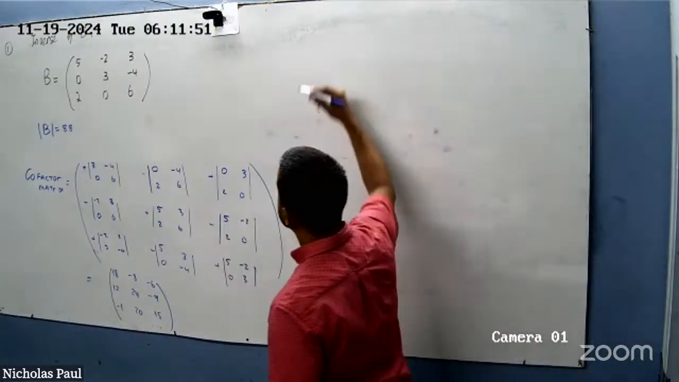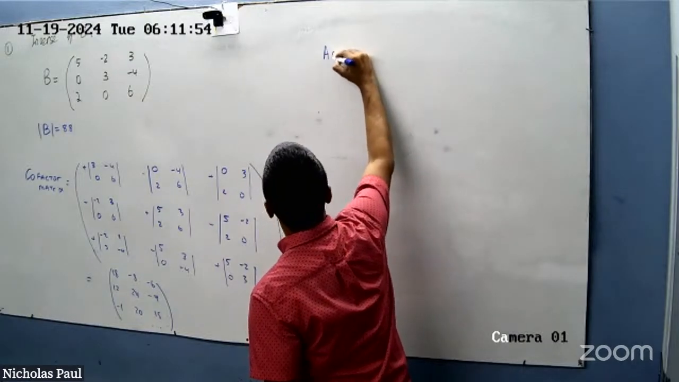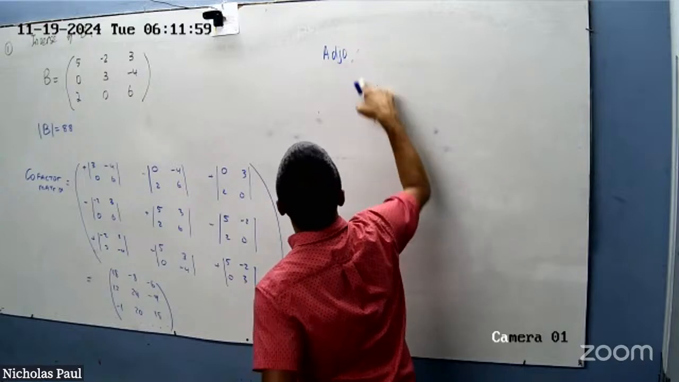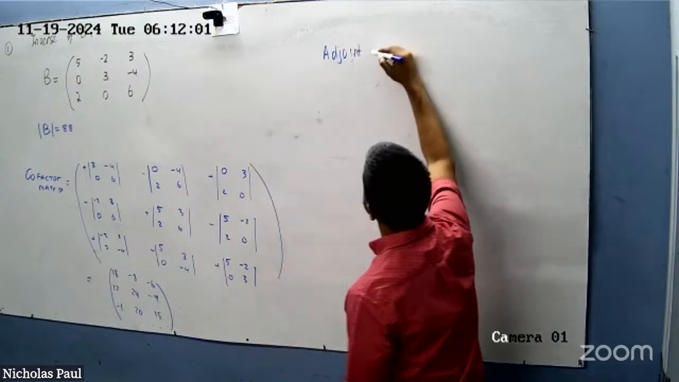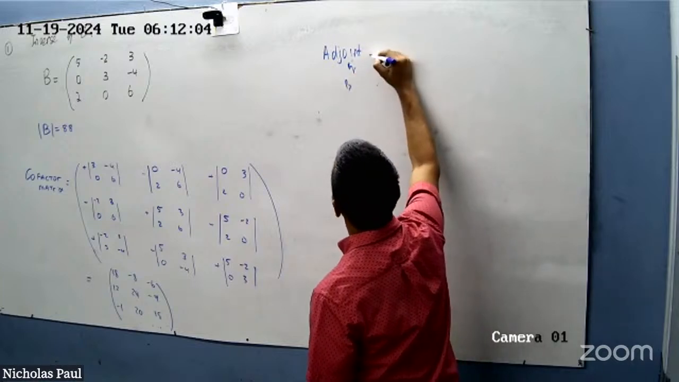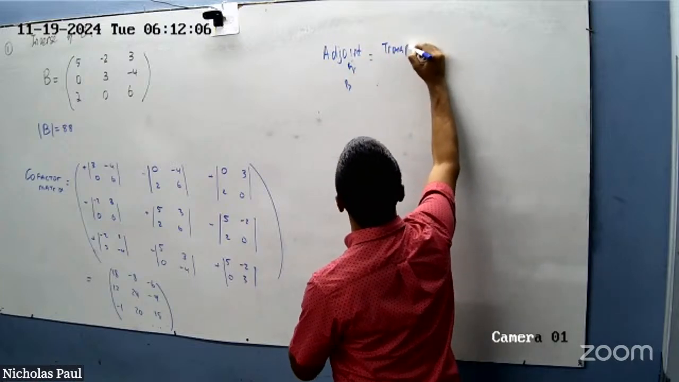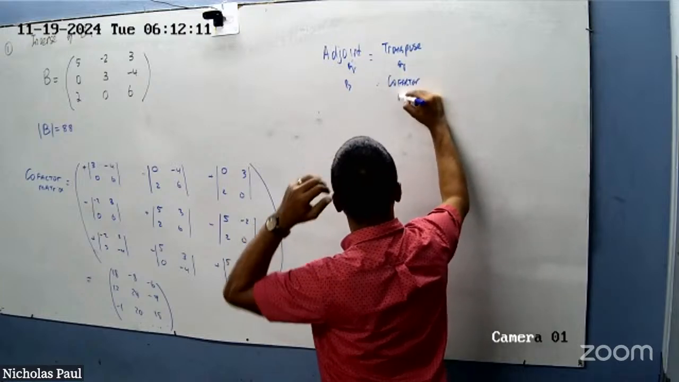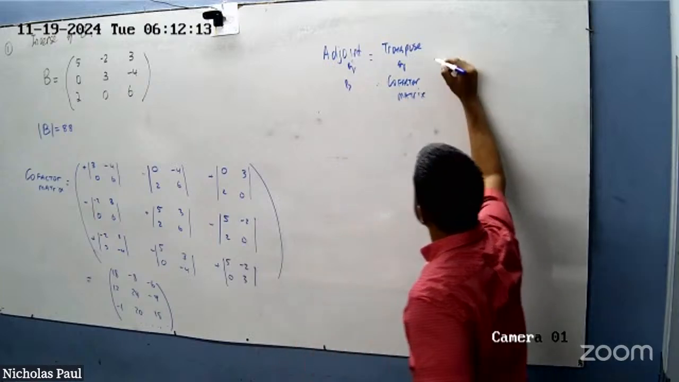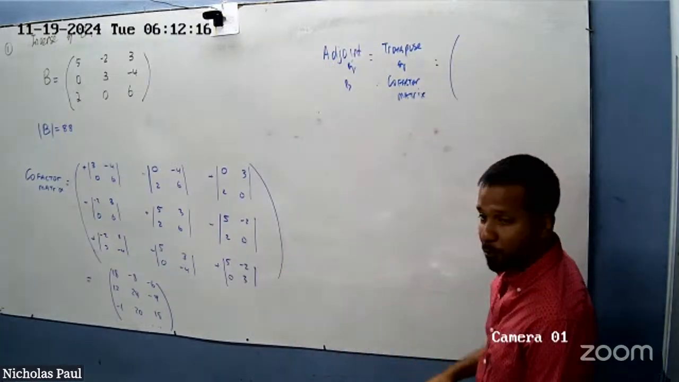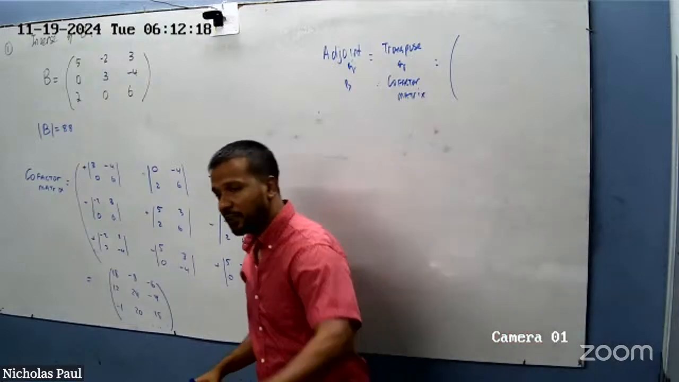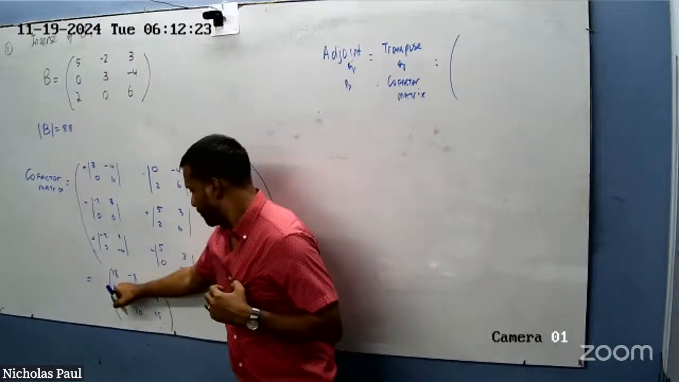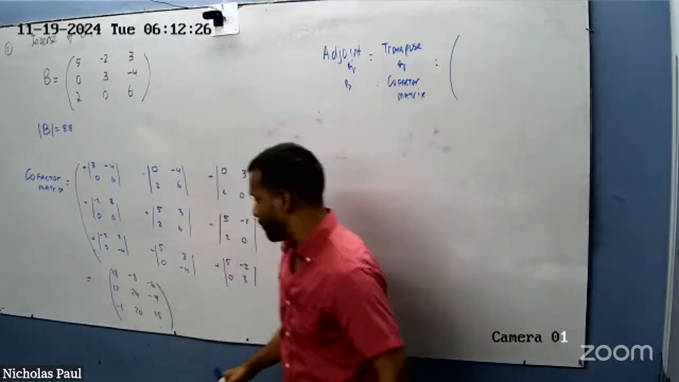Right, and now the adjoint. The adjoint of B is equal to the transpose of the cofactor matrix. All you have to do now is just transpose. Transpose means this: this row becomes a column.